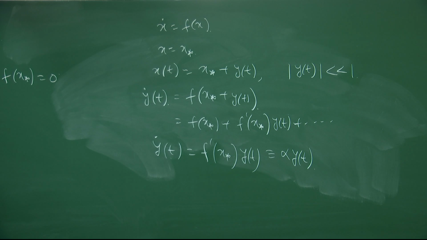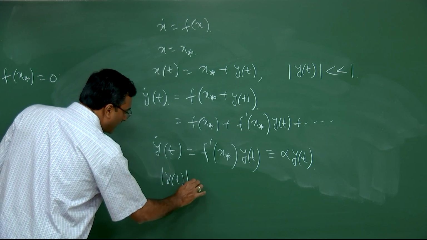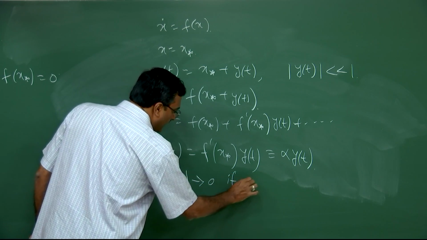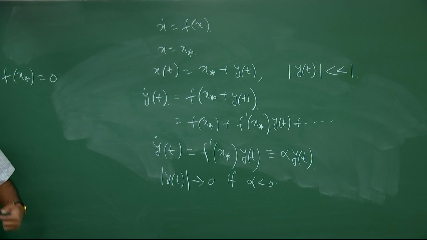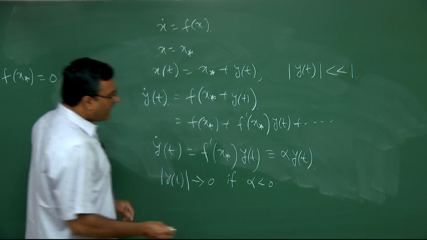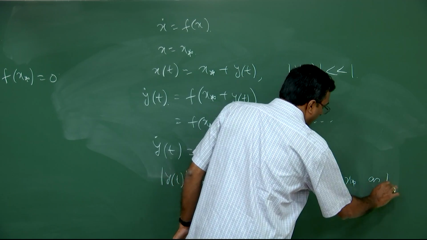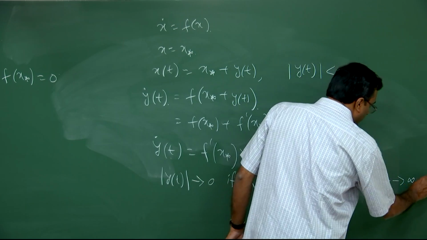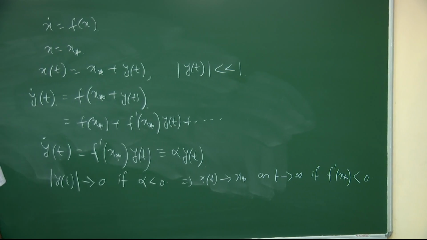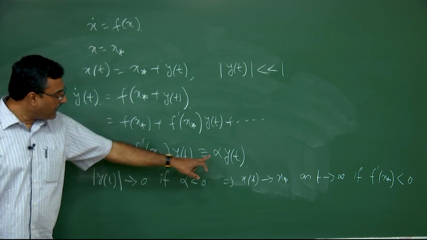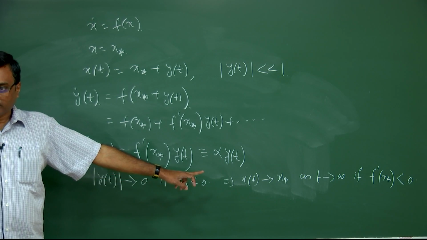And if you recall from my first lecture, I have already mentioned that modulus y(t) will be approaching 0 if alpha is less than 0. So if this happens, we can say that x(t) will be approaching x* as t tends to infinity if f'(x*) is less than 0. Why? Because alpha is f'(x*). So this is the conclusion.